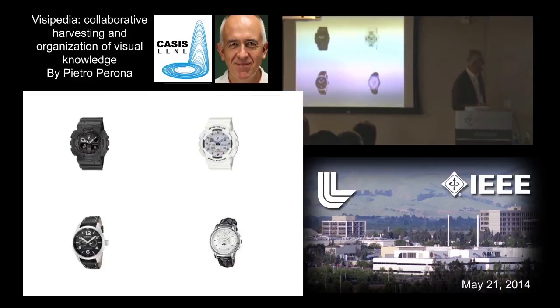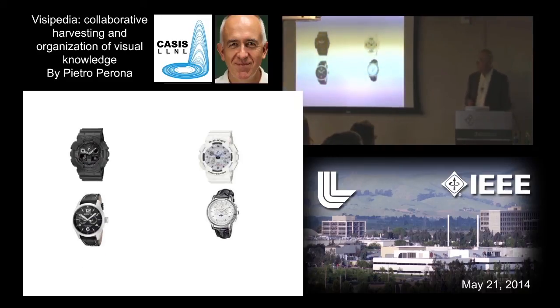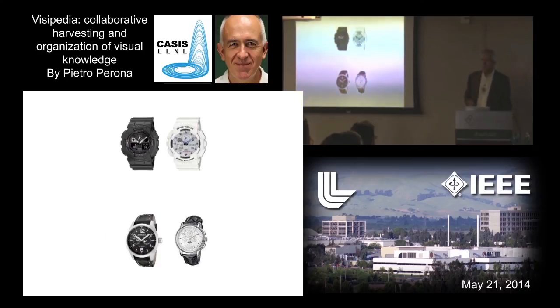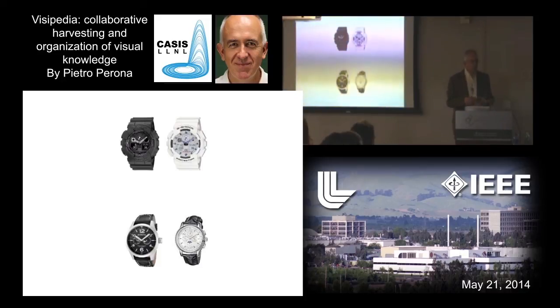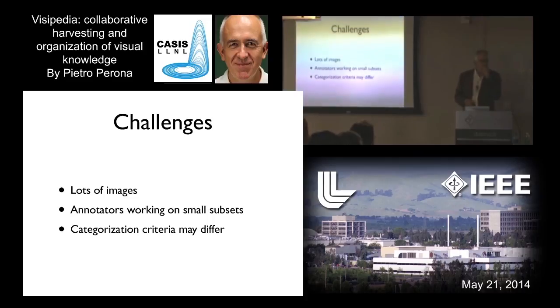And different people may have different points of view. Like these 4 watches, 2 people may cluster them this way, the white watches and the black watches. And other people may cluster them this way, the dress watches and the sports watches. Which one is the right way? Well, both are right. And so you should embrace all of the above and use it somehow to cluster in the proper way. So what are the challenges here?